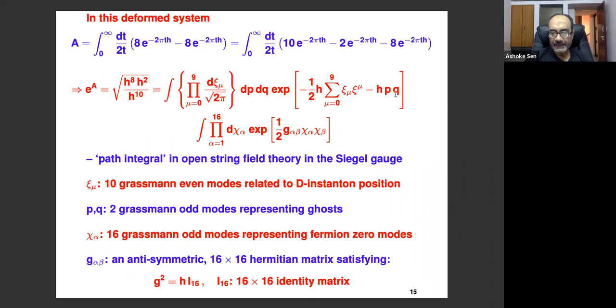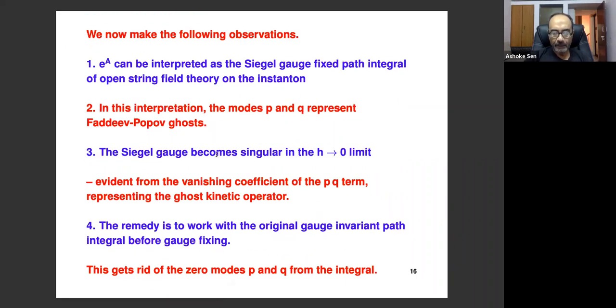And that's a clear signal that the gauge fixing procedure is breaking down, because the ghost kinetic term should be non-singular for a good gauge choice. So you already see the breakdown of the Siegel gauge, but we will see it more explicitly in the next slide. So the remedy that we will follow is to not use the Siegel gauge fixed path integral. Once you have understood the connection, or the origin, we will now go back to the original gauge invariant path integral before gauge fixing and try to make sense of that directly in the language of string field theory.